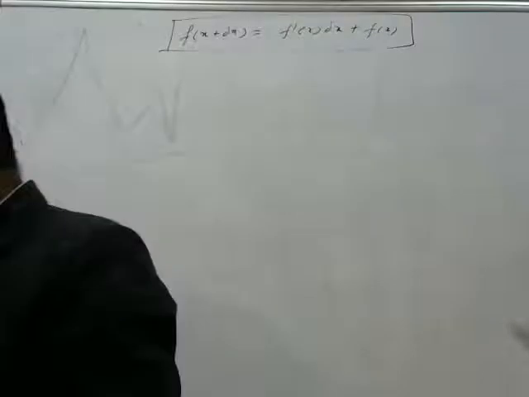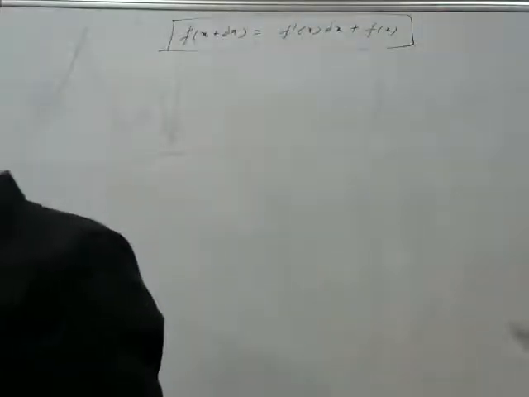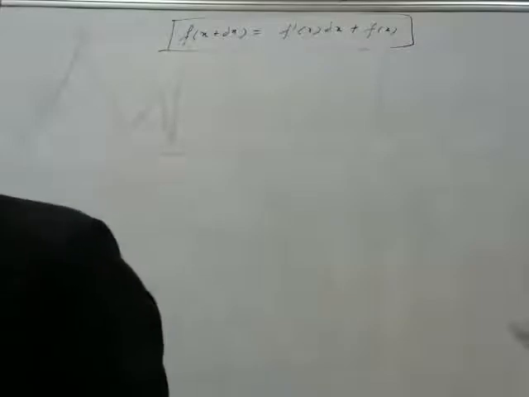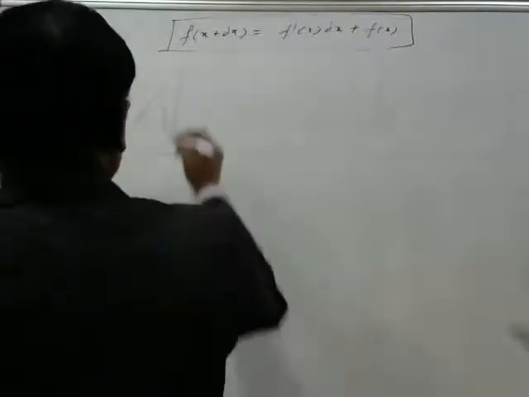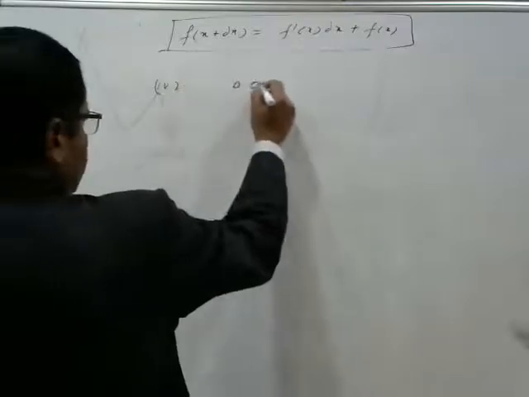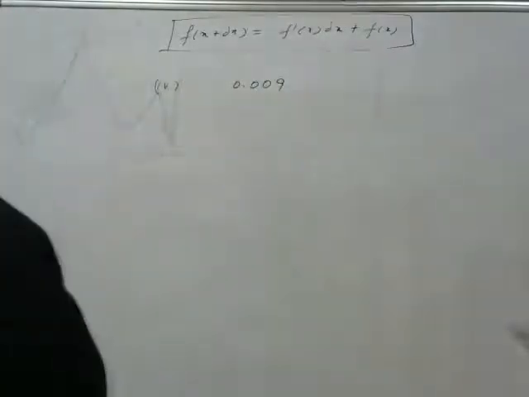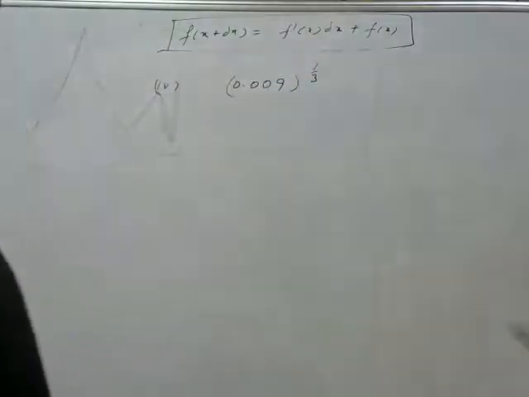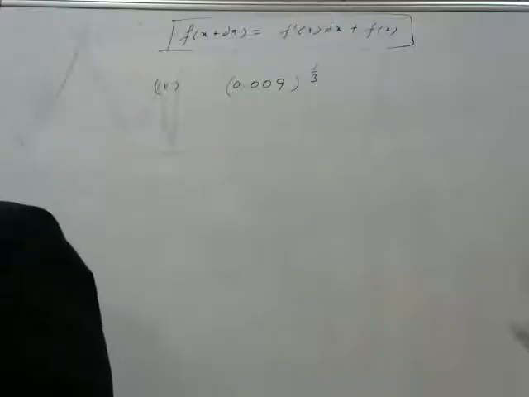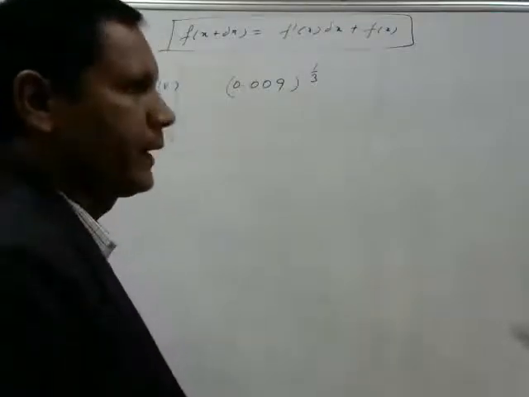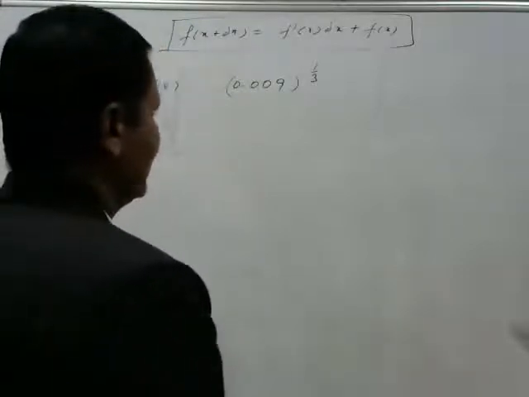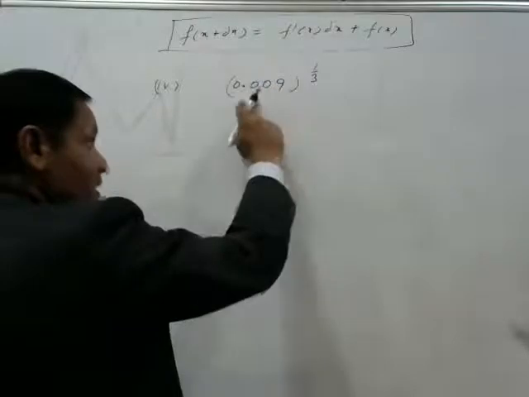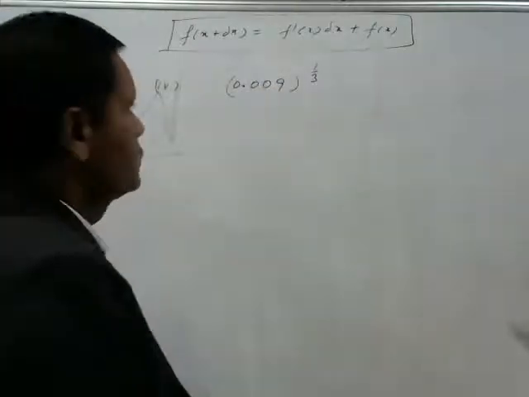Suppose the next question we have, fourth question: 0.009 raised to the power 1 by 3. You have to find this value. Right? 0.009 raised to the power 1 by 3. Okay. Of course, you have to think such a number whose cube is very near to 0.009.